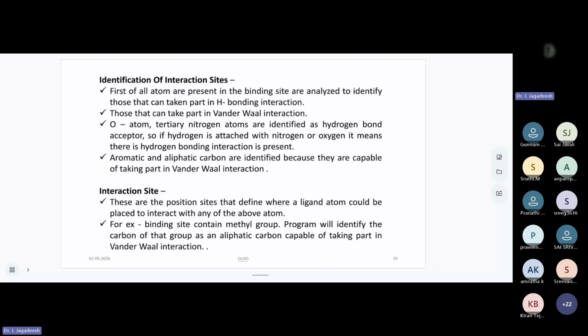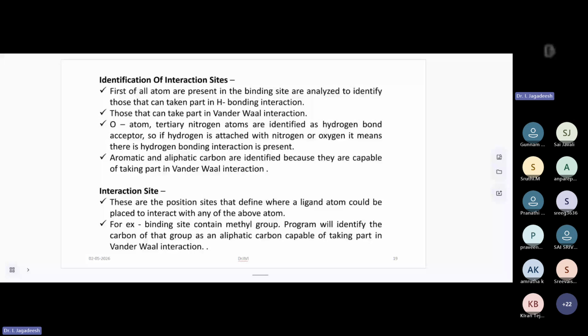So if a hydrogen is attached to the nitrogen or oxygen, it means that a hydrogen bonding interaction is present. The corresponding group we are going to pick up from the database in the fragment selection. The aromatic and aliphatic carbons are identified because they are capable of taking part in the van der Waals interaction. The same principle we are going to use for the linkers also, by which the fragments are linked later. This can be done by the aromatic or aliphatic carbons. We are going to have a linking.